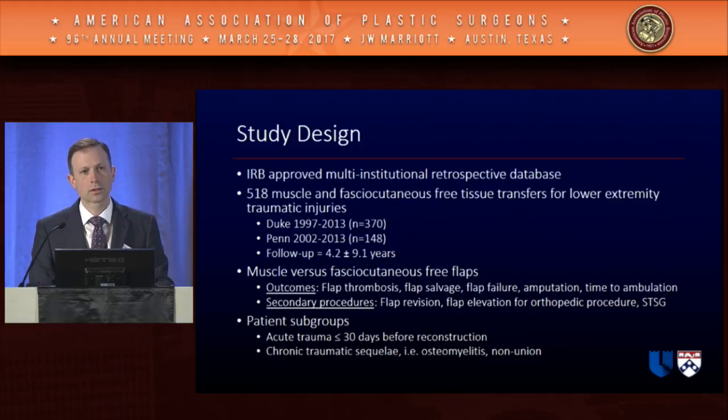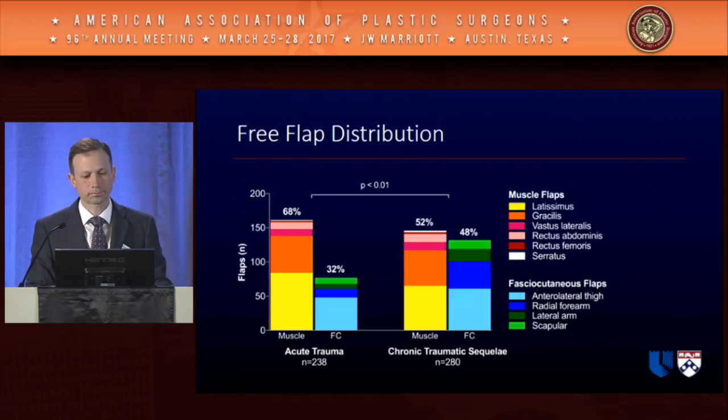We divided the patients into 2 subgroups, the first being acute, which we defined as less than 30 days from their initial trauma, secondary to the need for referrals into our institution, and also patients that are on the trauma service being stabilized before they're suitable patients to undergo reconstruction. The second group being those lower extremity trauma patients that had the sequelae of chronic from previous orthopedic trauma, such as osteomyelitic patients or chronic non-union patients.